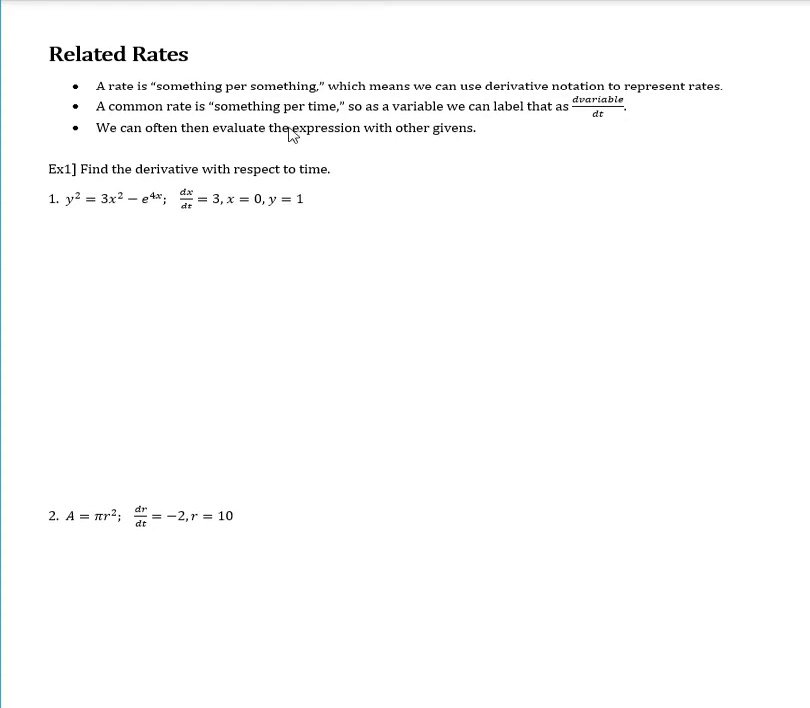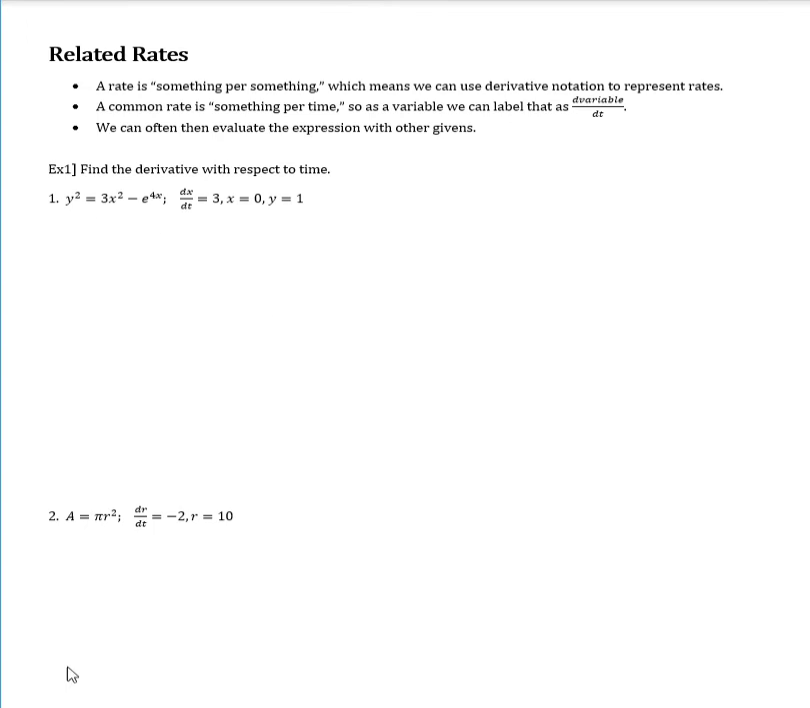So a rate is something per something, which means we can use derivative notation to represent rates. A common rate is something per time. So as a variable, we can label that as d variable dt, like dx dt or dy dt or dc dt or whatever letter dt. And we can often then evaluate the expression with other givens.